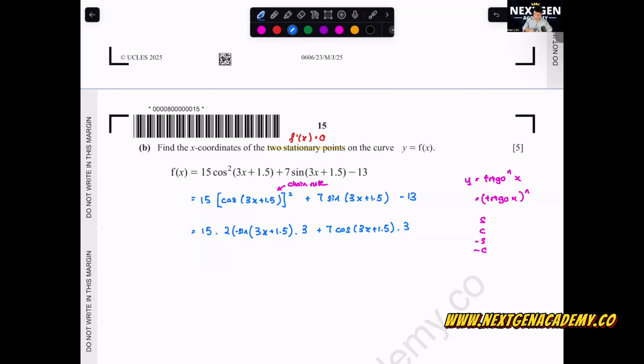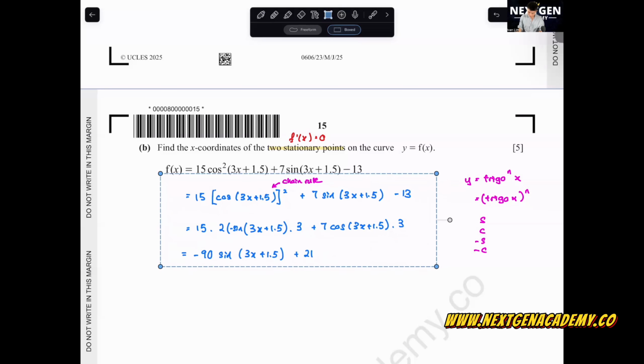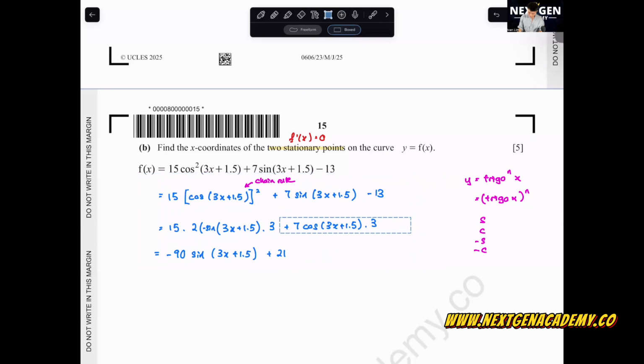Right, let's multiply this up. 15 times 2 times 3, we will get 90. Minus 90 sine 3x plus 1.5 plus. Okay, you see, I also do wrong already. Wait a minute. Sorry, teacher is a bit blur already. Doing all this part all wrong.